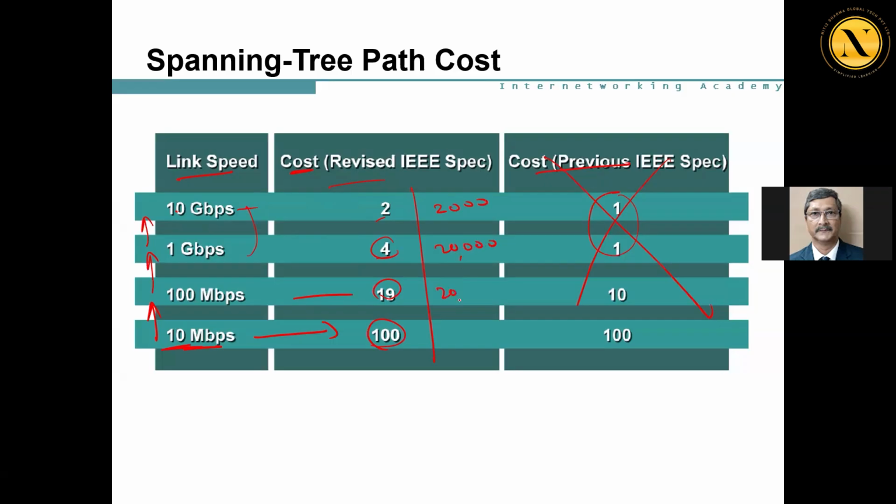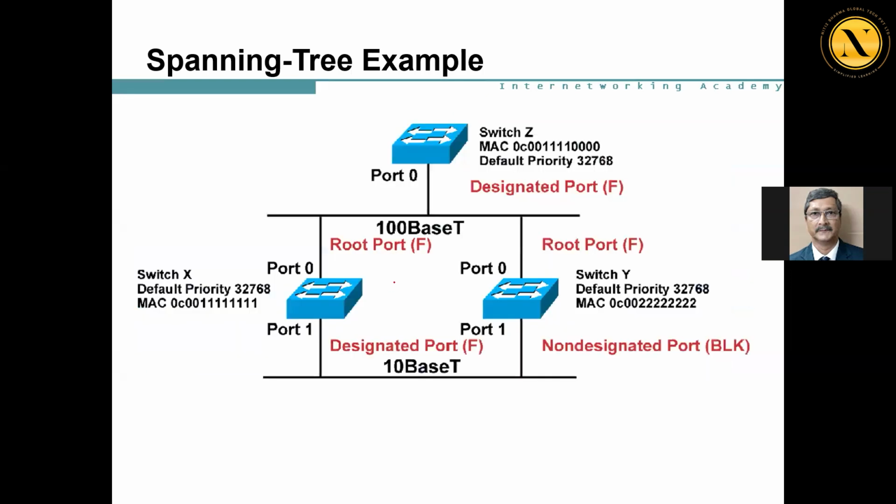Something like this, 2 lakhs and maybe 20 lakhs. So whichever, this could be the latest one, right? Cost. Anyway, the funda is slower link, more cost. High speed, low cost, right? Whichever table you want to consider.